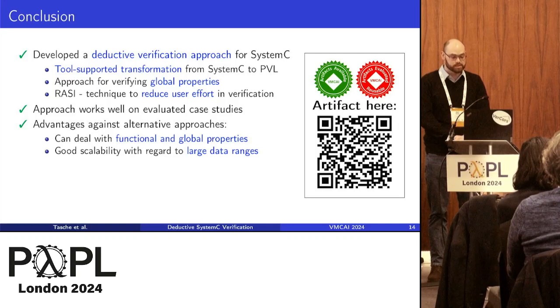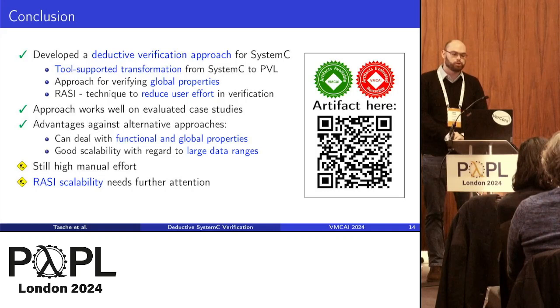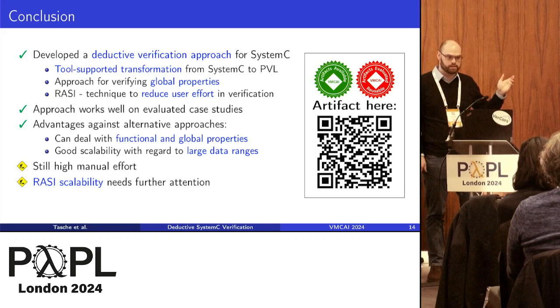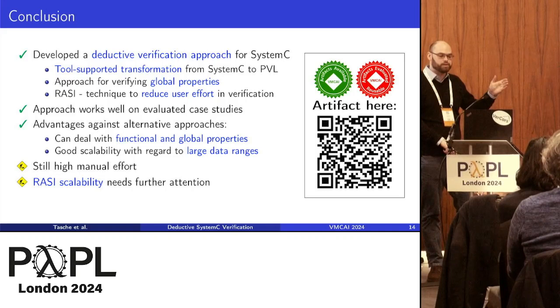We also found in our evaluation some points for improvement. The manual effort is still relatively high, and if you look at our artifact, which you can find in our paper or through the QR code here on the right, you can see a detailed list of all the manual steps that are necessary. And we also need to look further at the RASI.